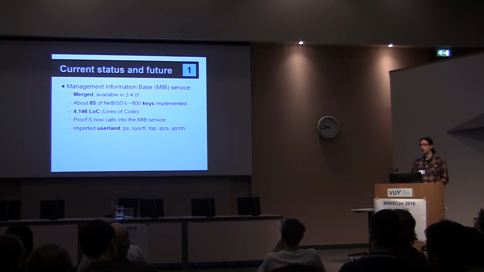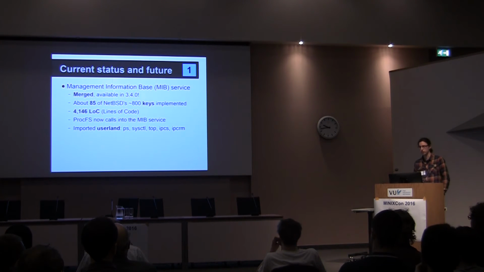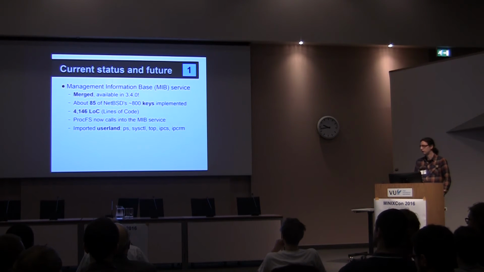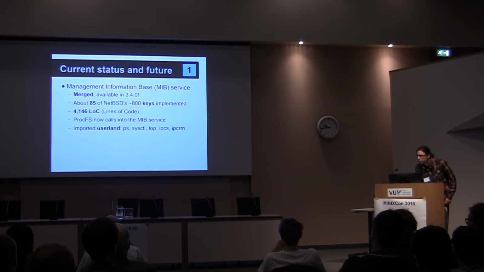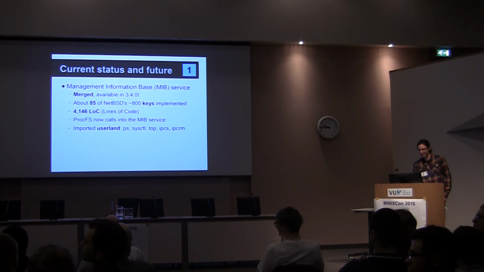About 85 of the 800 keys that NetBSD offers by default are implemented right now, but those are by far the most important keys. So a lot of userland is now working. It's about 4,000 lines of code, and I've changed the ProcFS implementation to make use of the MIB service rather than do the same thing in a different way, in order to eliminate redundancy of parsing those process tables. And I imported a number of userland utilities, not only PS but also sysctl, which is the userland interface to access that key value store. Also a number of other ones, and a personal note to Ben is that the old top is also still preserved, so we still have it.